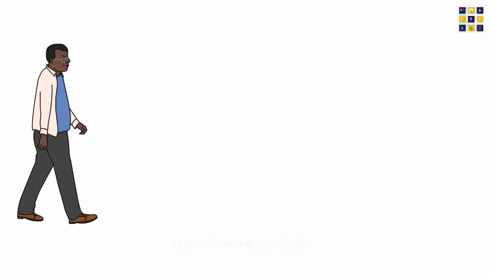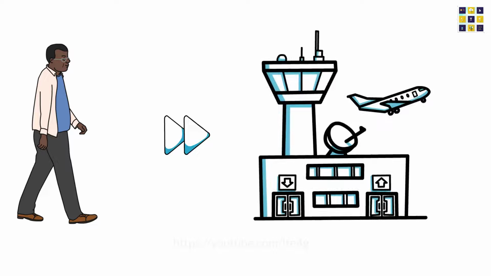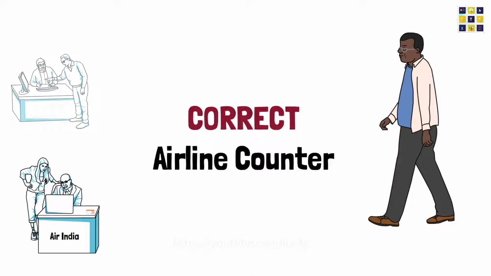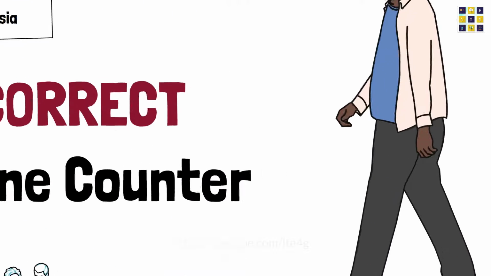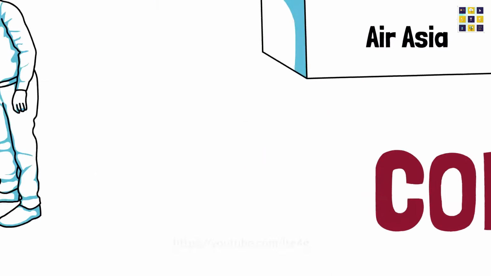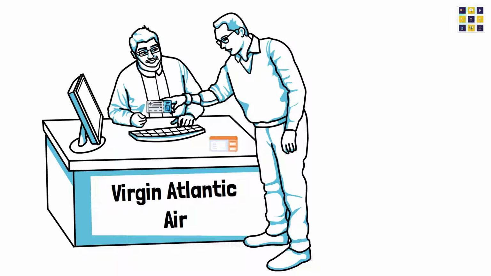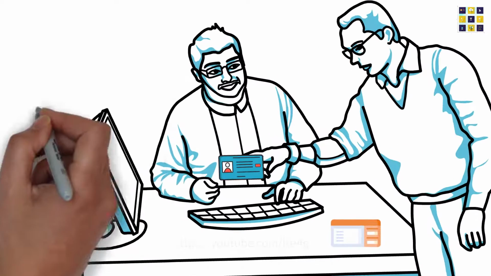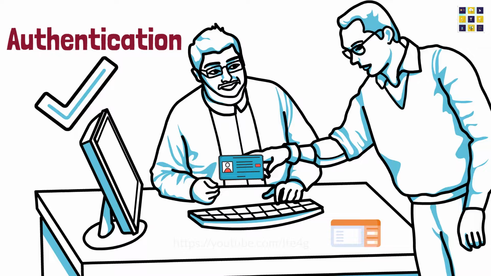No, right? Once reaching the airport, Ross needs to make sure that he is at the correct airline counter because there are other airlines counters as well. Ross identifies the correct airline counter from its seal. At the check-in counter, Ross shows his ticket to the officer. In addition to that, he needs to prove that he is the actual holder of the ticket. He does so by showing his ID card. Once the authentication is done, the officer issues the boarding pass using his ticket information.